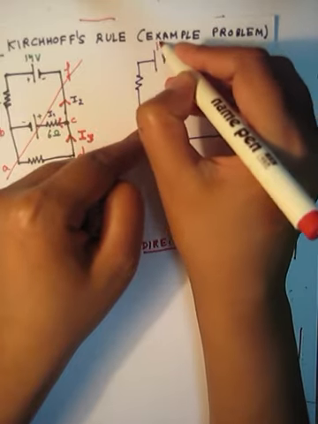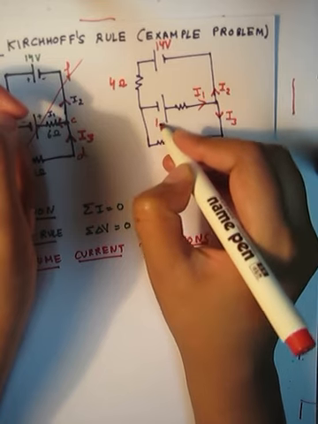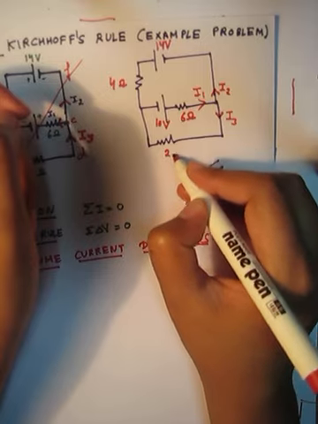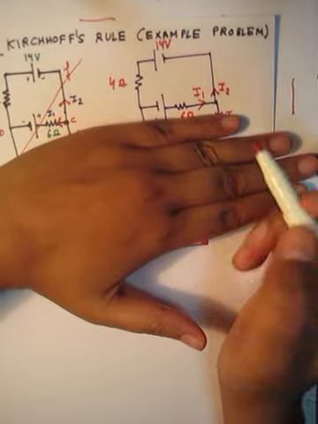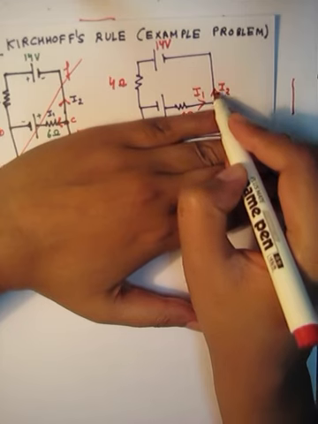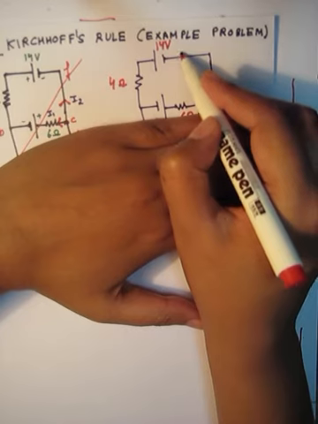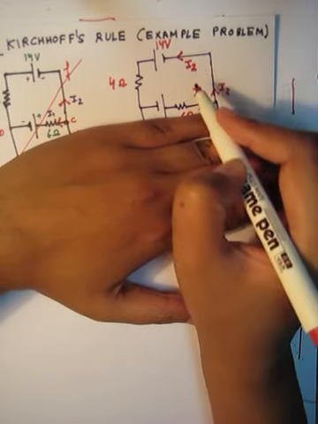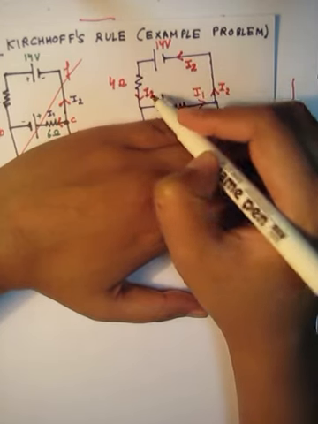So then it will be 14 volts and this is 4 ohms, and 10 volts and 6 ohms and 2 ohms. Okay. Now, if we just talk about this part of the circuit, this first loop, the current is flowing from here and then here and then here. Because it's I2, here it will be I2, and here also it is I2, and here also it will be I2.